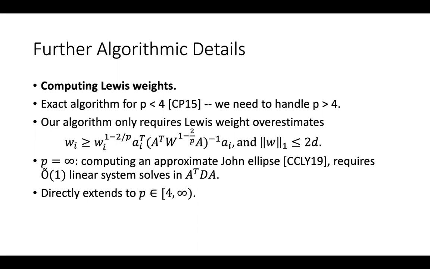So p equals infinity corresponds to computing an approximate John ellipse, which was done, and it was shown to only require a polylog number of linear system solves in matrices A transpose D A. So kind of a very small overhead. Such an algorithm, we show, directly extends to p between 4 and infinity. And that's how we compute our Lewis weights approximately, and that's sufficient for our algorithm.